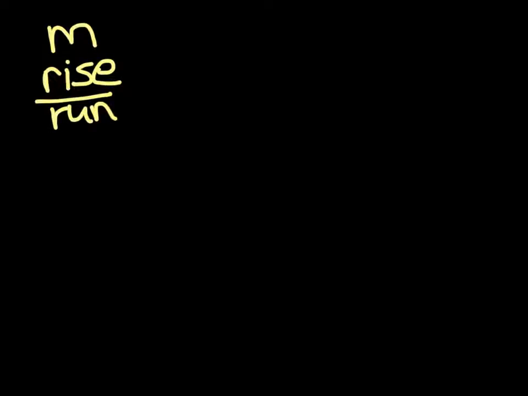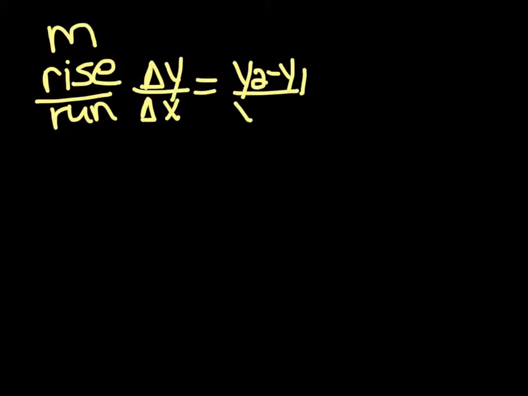Let's quickly review what we just put in this lesson. Slope is represented by the letter M. It is known to be the rise over the run. I would write that down. The rise is the change in the y over the change in the x. The formula for that is y2 minus y1 over x2 minus x1.